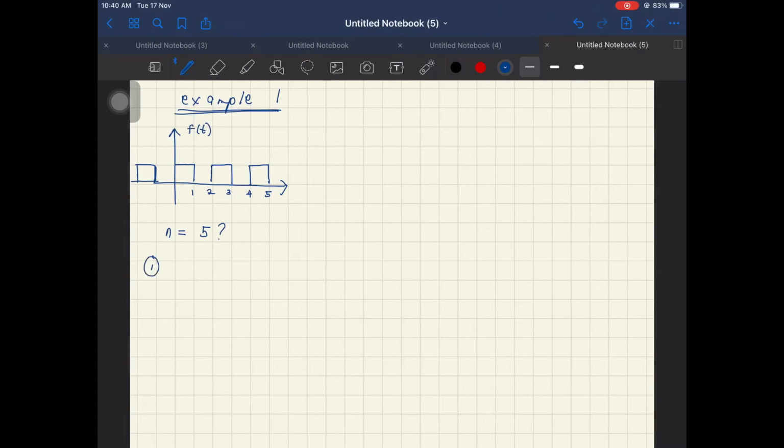Assalamualaikum. Alright, now we will go to example 1. As you can see in the figure, we are going to find the Fourier series of f(t) for n equals to 5.